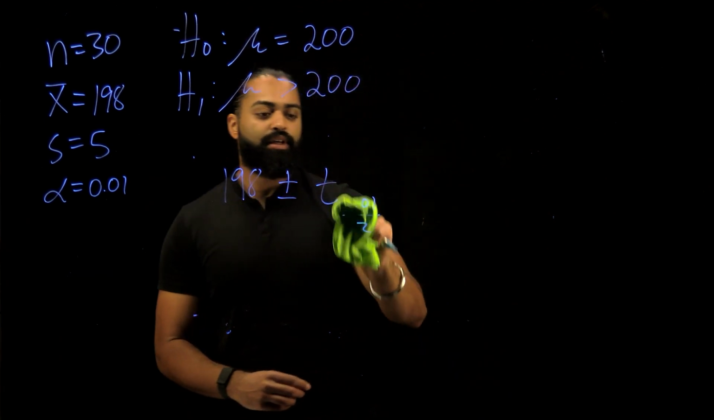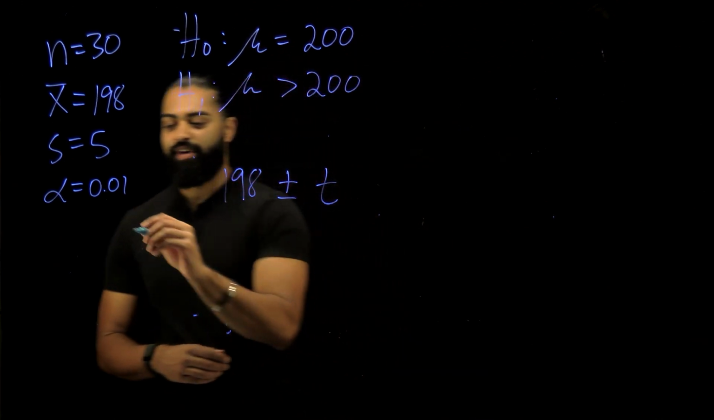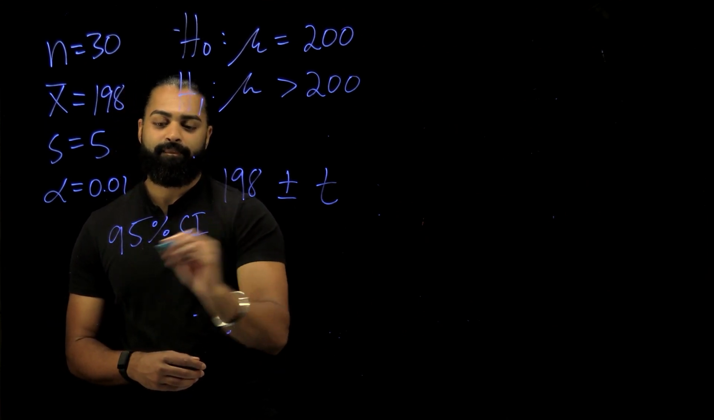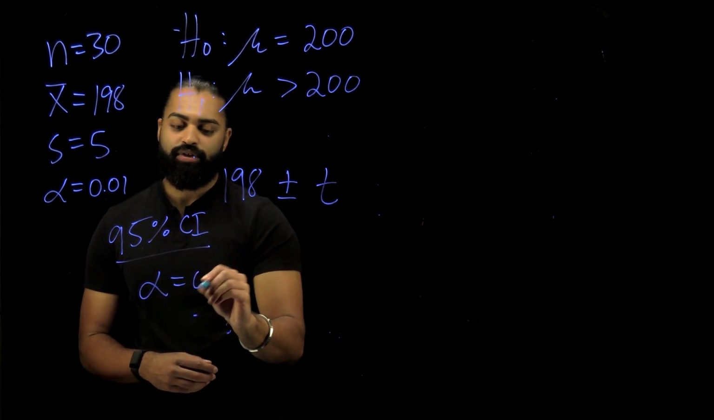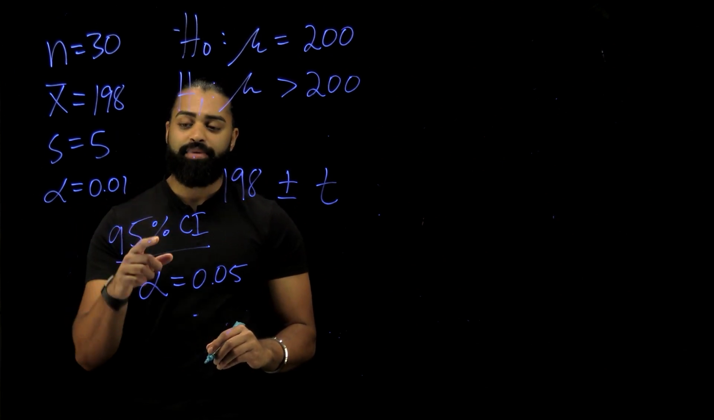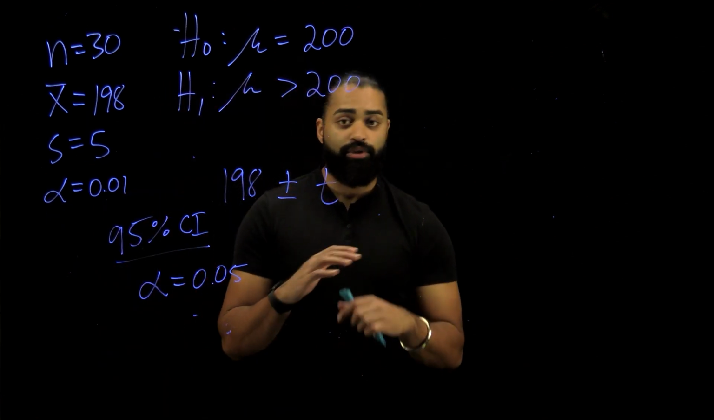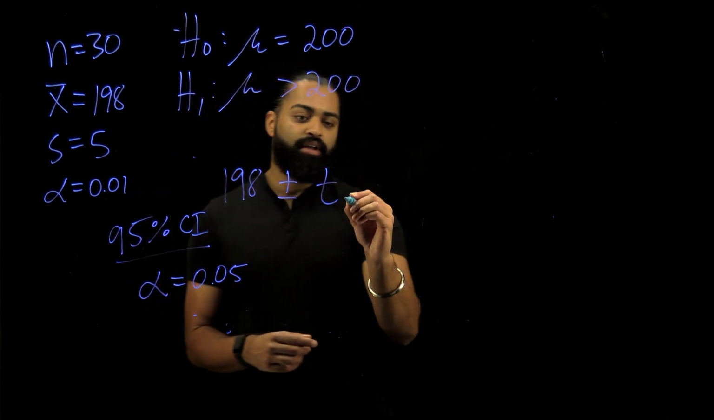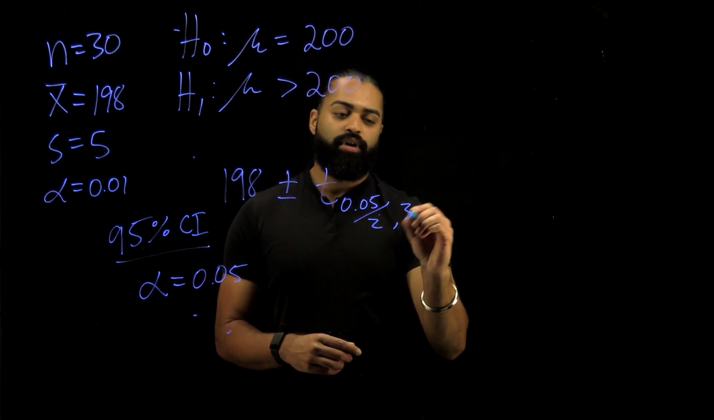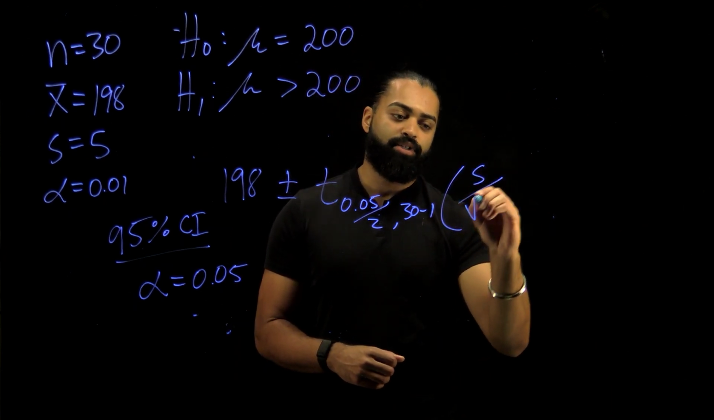Oh, I'm sorry. So I made a mistake a lot of students make. If I ask you for a 95% confidence interval, my alpha is now 0.05. It's not 0.01. So that's a common mistake, and then students will use what I was about to do, which is to use that 0.01, which would be incorrect. So it's 0.05. So t of 0.05 divided by 2, comma 30 minus 1. And you plug in everything else, 5 divided by the square root of 30.